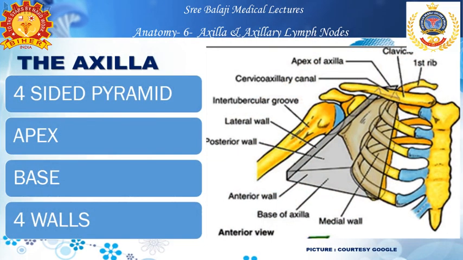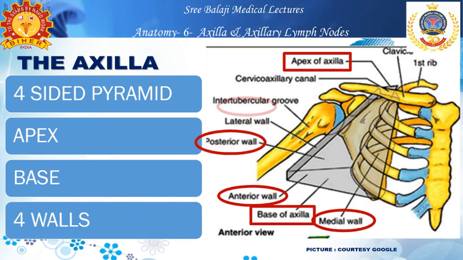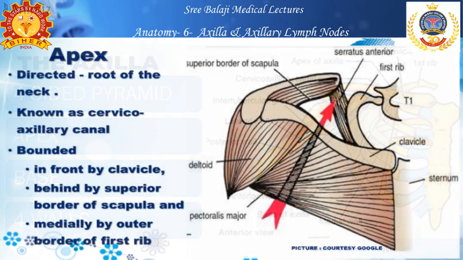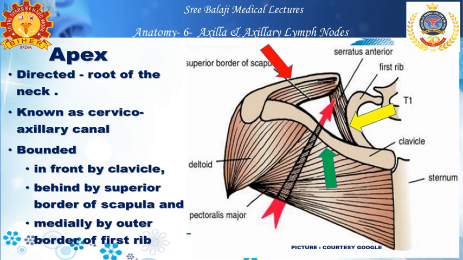The axilla is a four-sided pyramid having an apex, base, and four walls: the anterior, posterior, medial, and lateral. The apex of the axilla is directed towards the root of the neck. This is known as the cervico-axillary canal. It is bounded in front by the clavicle, behind by the superior border of scapula, and medially by the outer border of first rib.